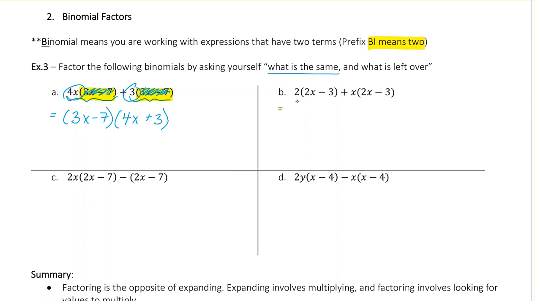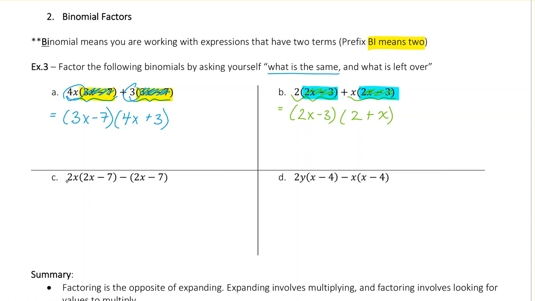Well, here's your two terms. What is common amongst these two terms? 2x minus 3, 2x minus 3. Rewrite that. 2x minus 3. If you factor that out, what are you left with? 2 plus x. Okay, these ones follow a pattern every time, so you can continuously factor these problems the same way. Take a look at C and D and try and come up with the answer right now.